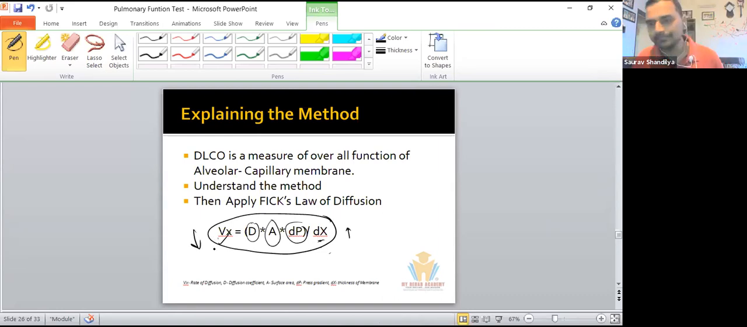Very simple. So even though every capacity and volume of the air is normal, we can find out through the DLCO whether the thickness of the membrane of the alveoli is more or less. Because this is a division, right? So if the thickness of membrane is more, the rate of diffusion will be less. Okay. And you can actually think about surface area also.